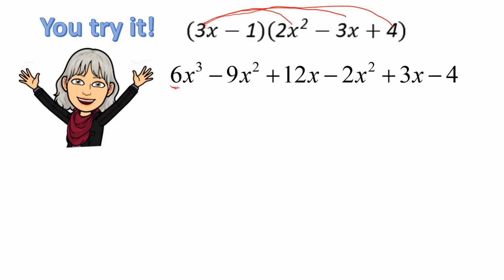I have to keep now multiplying. I have to multiply the negative 1 times the 2x squared, so I'll get negative 2x squared. The negative 1 times the negative 3x, well, a negative times a negative is a positive, so it'll be positive 3x. And then the negative 1 times the 4 for negative 4. Now I have to look at this and combine any like terms that I see.